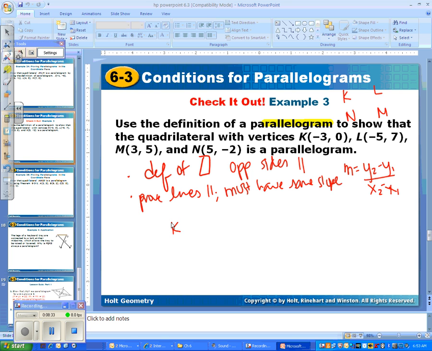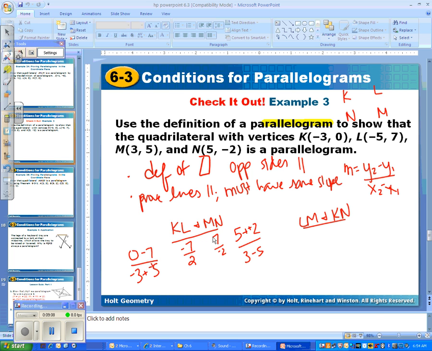So we know that the opposite sides are KL and MN, and we know that they are LM and KN. So you have to do the slope 4 times. If I did the slope for KL, that would be the y's are 0 and 7, and the x's are -3 and -5. So this is going to be -7 over 2. And then if we do it for MN, the y's are 5 and -2. The x's are 3 and 5. So we have 7 over -2. And so their slopes are equal, so these lines are parallel.